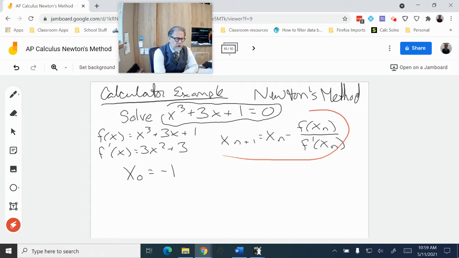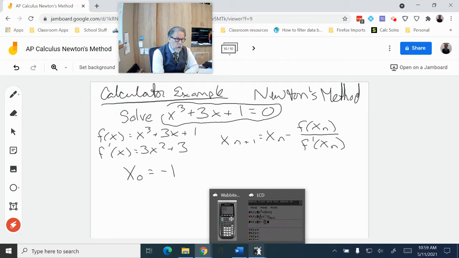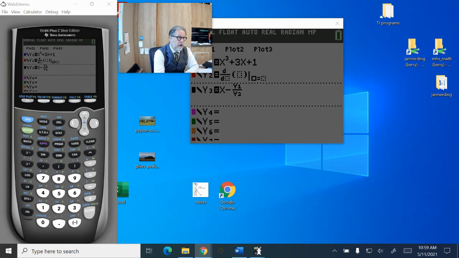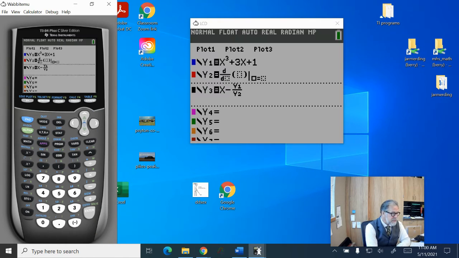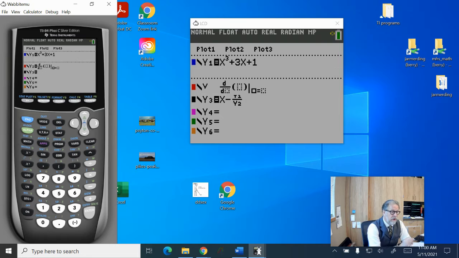And if you're not familiar with this, please go back and look at my Newton's method videos first. This is just a shortcut video on how to quickly do this process in the calculator. So here we go. Here's the calculator, and I've already preset my calculator screens a little bit. You'll notice that under Y1, I have gone ahead and typed in my function x cubed plus 3x plus 1.